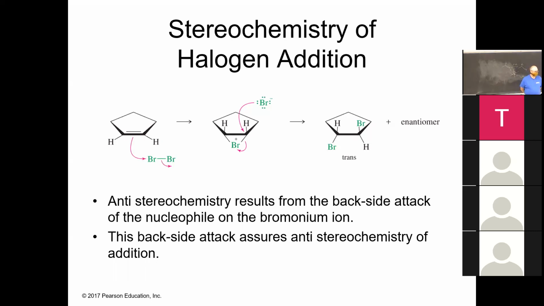If the alkene is cyclic, which it will be in your lab on Thursday, we'll form this 3-membered bromonium ion. Bromine attacks, and we'll get the trans dibromo product. So this is stereoselective. We get the trans, not the cis. We get the enantiomer as well. We would get the enantiomer if bromide attacked the other side, and this bromine was up and this one was down.